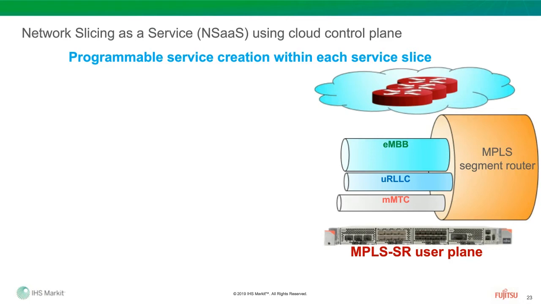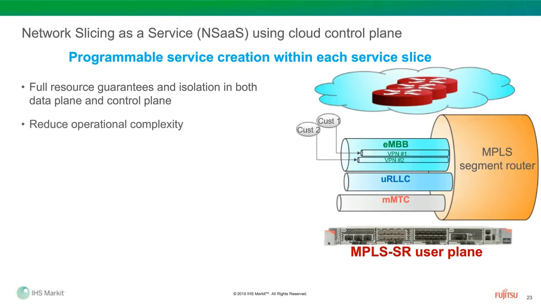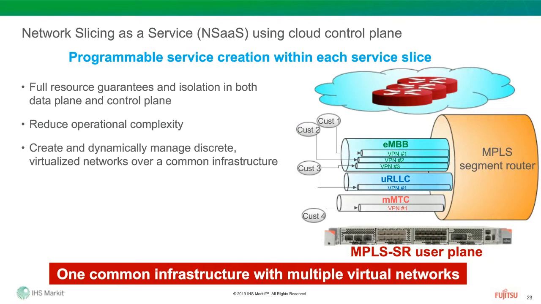This disaggregated cloud control plane approach offers the ability to scale out, providing multiple virtual router instances per network element and automation interconnecting all the services with required SLAs. As the customer VPN services are provisioned within the network slices, full resource guarantees and isolation in both the data plane and the control plane are administered. Operational costs and complexity is greatly reduced by creating and dynamically managing discrete virtualized networks over a common infrastructure, along with automation. The result is one common infrastructure with multiple virtual networks. Let me pass this over to Stuart.